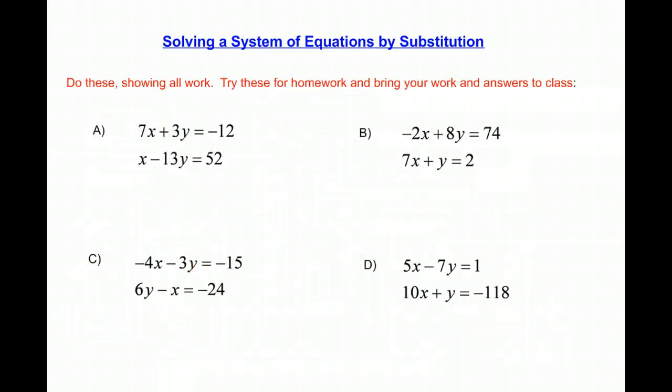Here are 4 problems that I want you to try for tonight. Please show all of your work, because if you have trouble, I want to be able to look and see where you're getting stuck. Do them for homework and bring your work and your answers to class. For your convenience, I have also put this in a Microsoft Word document, and I will upload that as well in case you don't want to sit there looking at the screen to write down all 4 examples.